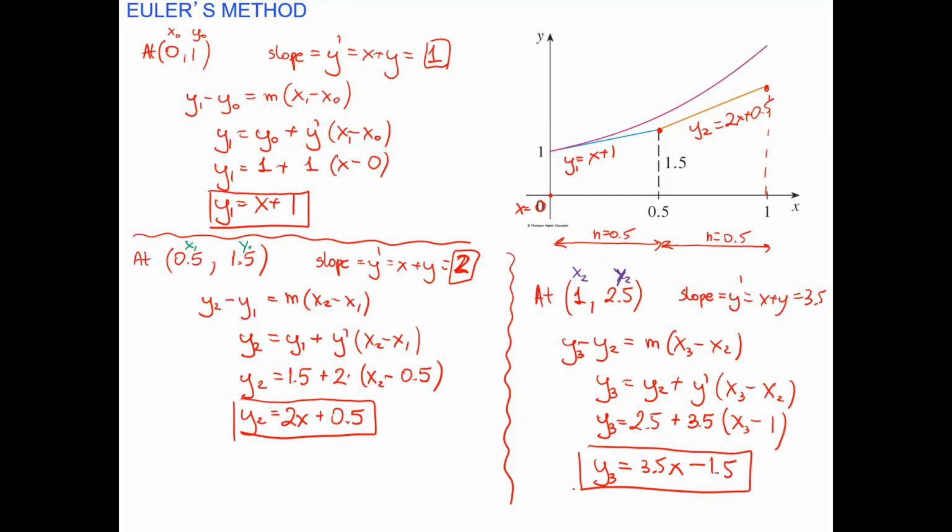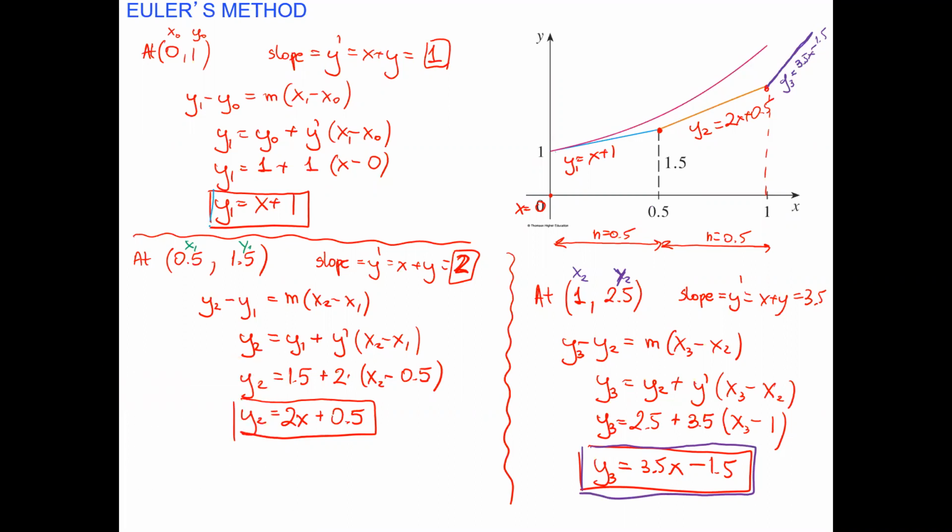Okay, that means this is another tangent line, and we can see the slope is steeper, of course, because it follows our solution curve. 3.5x minus 1.5, and the y-intercept is negative, because it is steeper and will intersect the y-axis at a negative point. Okay, we can see that's how we can approximate, and all of the boxed equations are the tangent lines. That's how we can use them to approximate.